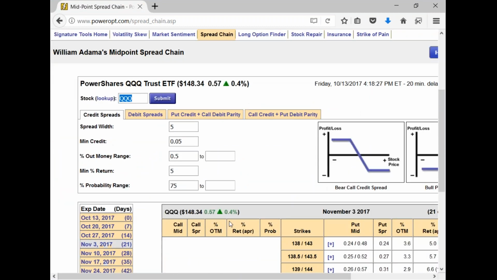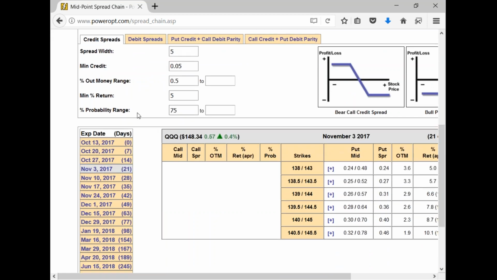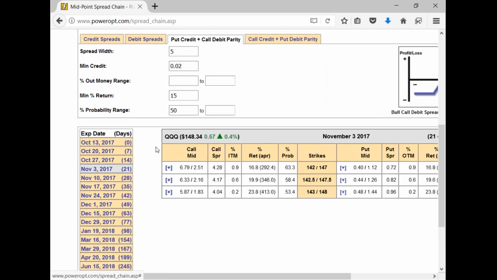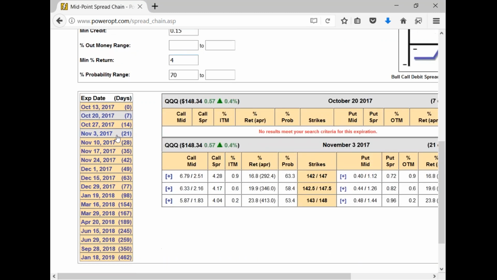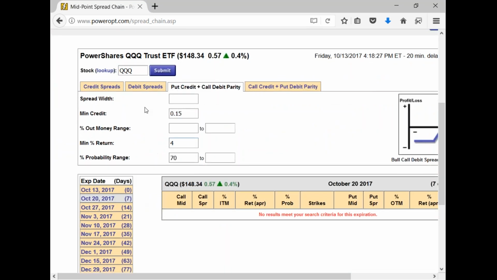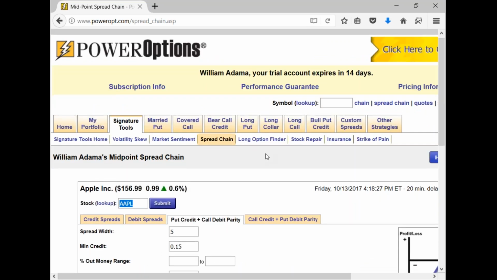It doesn't give you all of the data that's available, but if I'm looking for bull puts on a particular stock, let's go to the parity view, and I want just anything that offers a net credit of 15 cents, minimum return of 4%, and a probability above 70, or whatever criteria for the next expiration. We just make those changes, and then again we can put in our symbol in the spread chain.